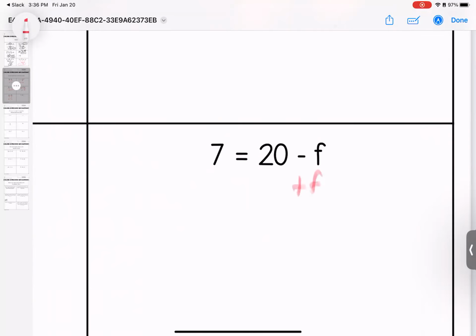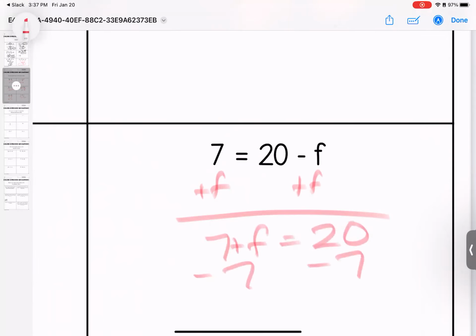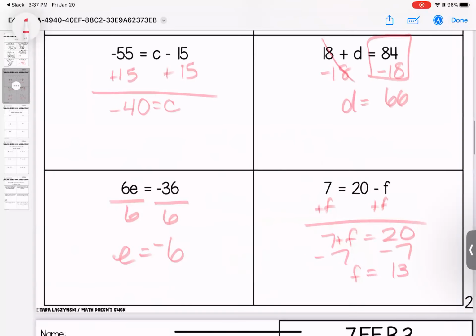So we're going to add f to both sides. That's going to give us 7 plus f equals 20. Minus 7, minus 7, f is equal to 13. Any questions on these? Please bring them with you to class.